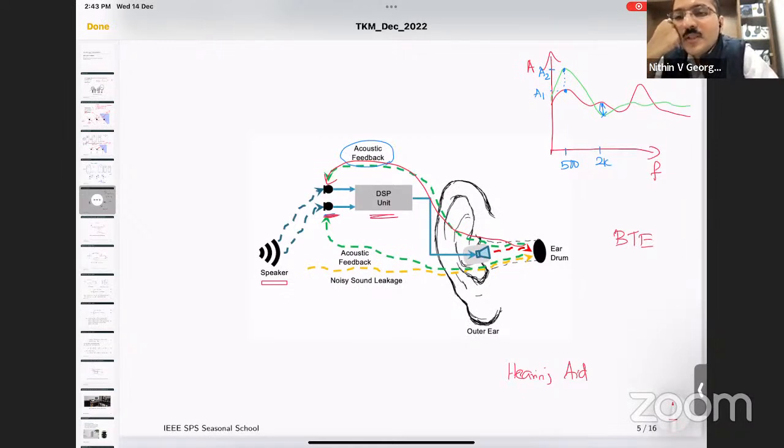So what could be the solution? Yes. What could be the solution to the problem? Can there be any solution? Can I put a filter and remove the feedback?